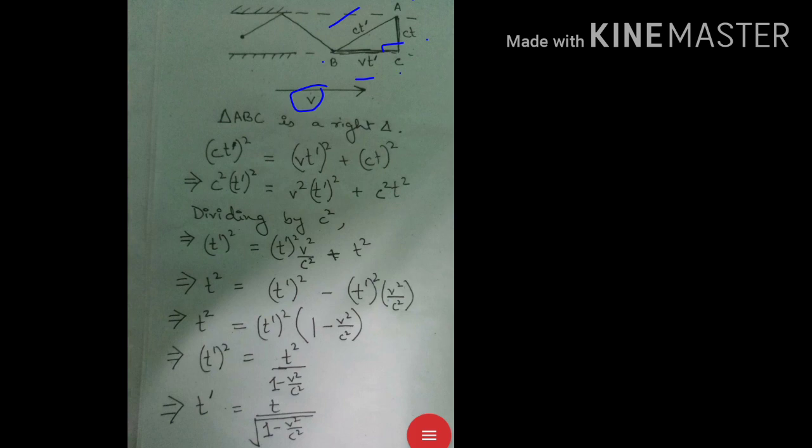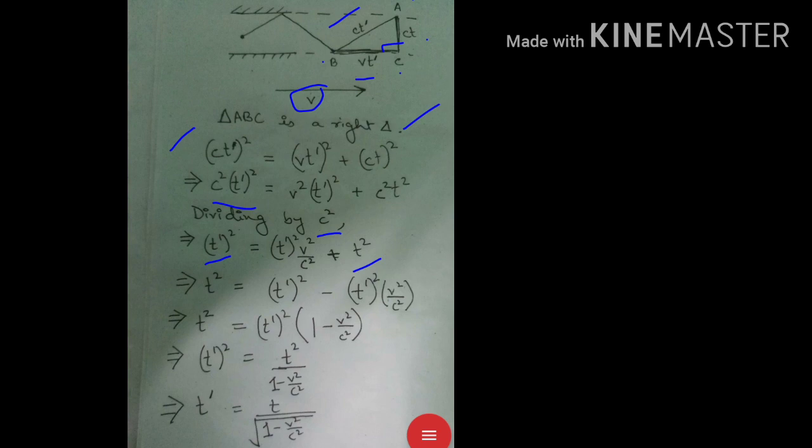Now, ABC is a right angle triangle, so we can use the Pythagoras Theorem to see that (ct dash) whole squared is equal to (vt dash) squared plus (ct) squared. Now just breaking it up, we get c² t dash squared equals v² t dash squared plus c² t squared. Now we are dividing everything by c squared. So we get t dash squared is equal to t dash squared v squared by c squared plus t squared. That's just simply dividing it by c squared.